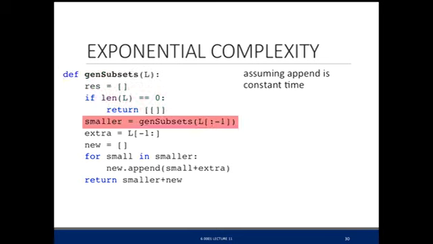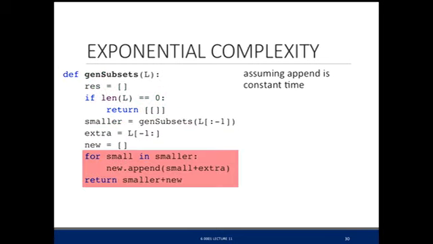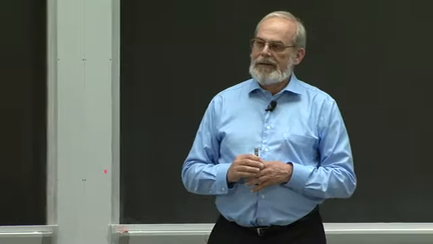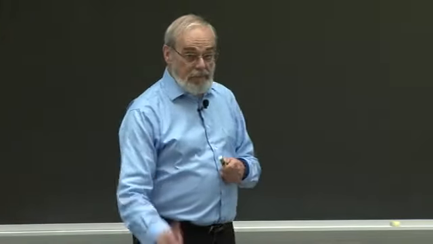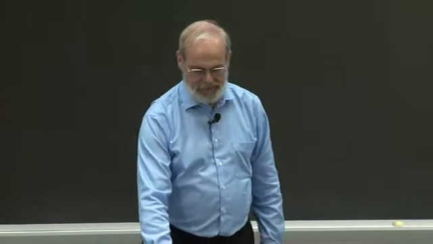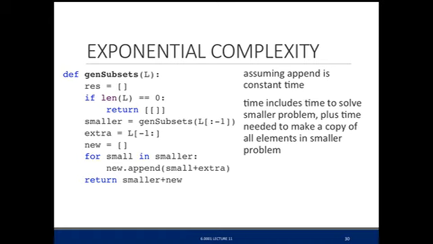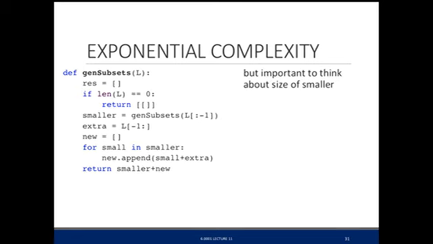This is constant. That's setting up as constant. That's constant. But there I've got another loop. And the loop depends on how big smaller is. And smaller is a bad choice of term here because it's going to grow on me. But let's think about it. By the way, I'm assuming append is constant time, which generally it is. The time I need to solve this problem includes the time to solve the smaller problem. That recursive call, I know that's going to be linear. But I also need the time it takes to make the copy of all the things in that smaller version. So how big is that? Oh, crud number 2.